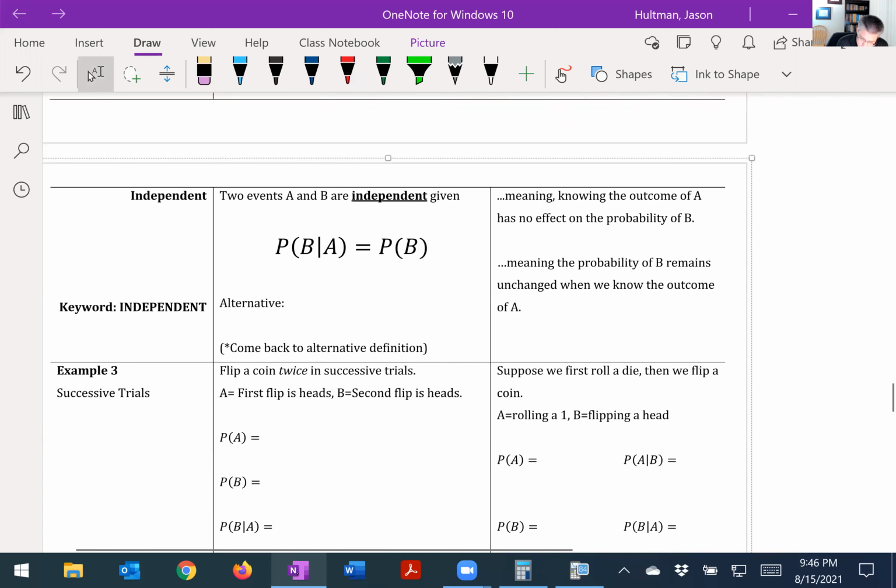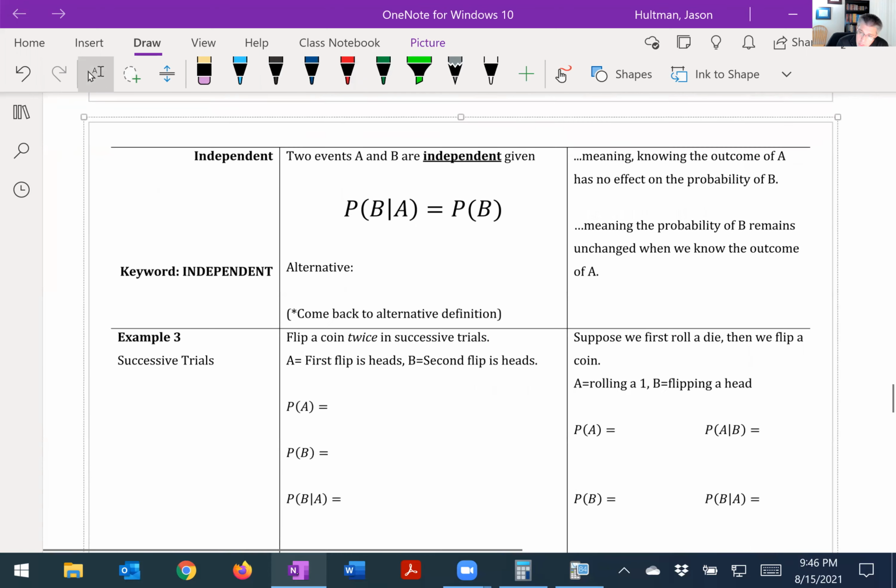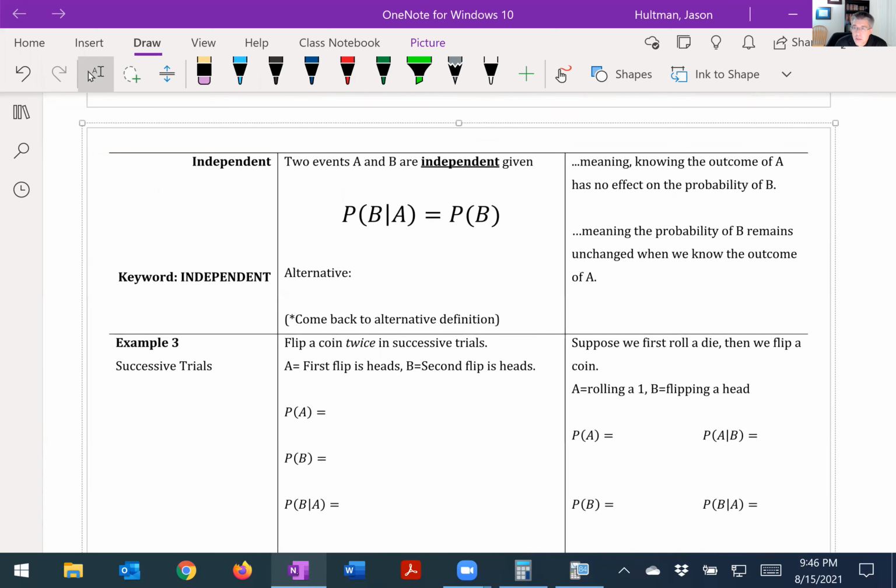If two events are independent, then the probability of B given A is just the probability of B. If we look at the Venn diagram, the probability of B given A is equal to the probability of B.